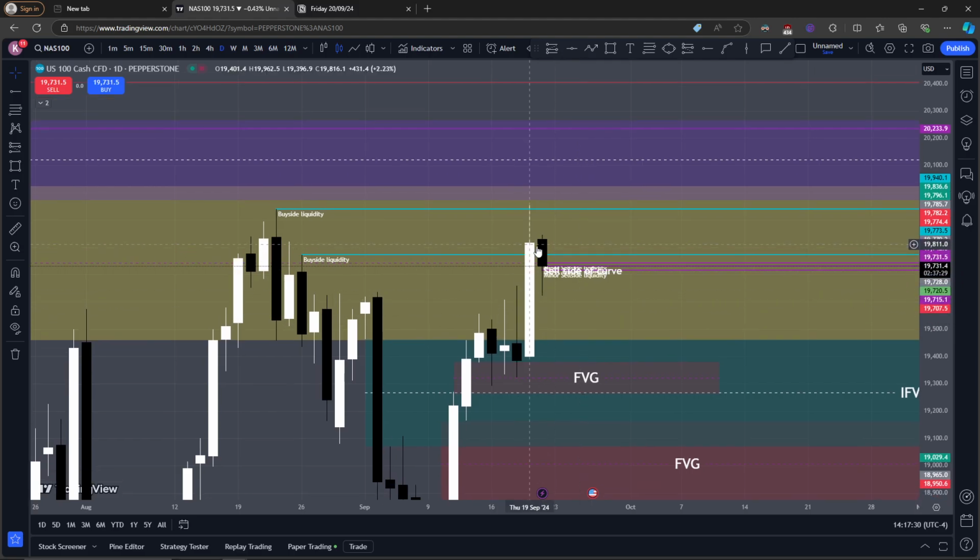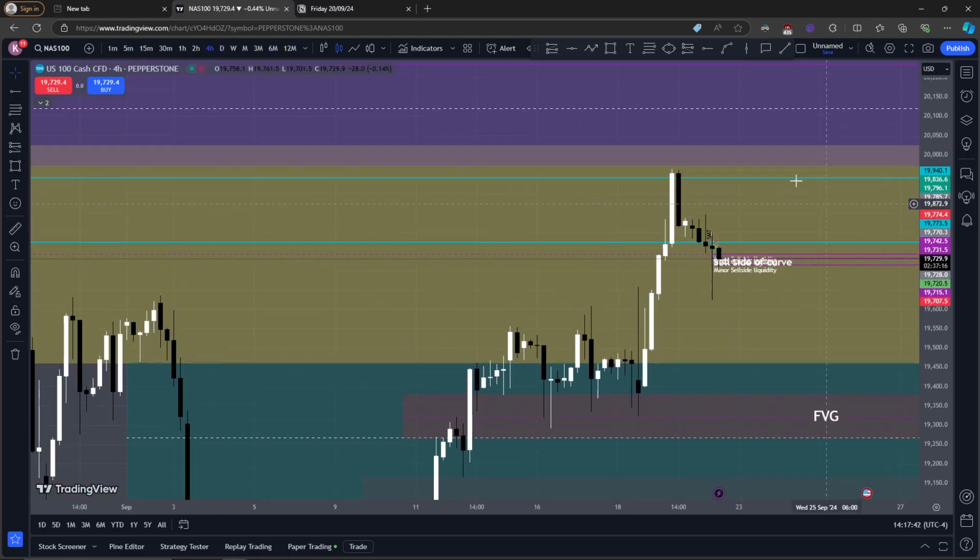How we can see the market came above, made some manipulation. So here we can see the power of 3. Here it made the manipulation. So going on the lower time frame, you can see what happened.